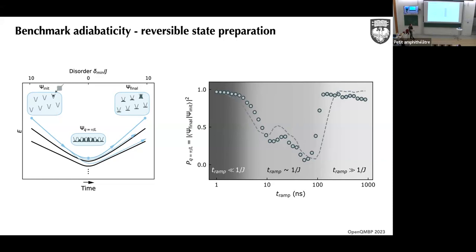We are varying this ramp time, done symmetrically, over about 4 orders of magnitude. It's an exponential profile. I can go into details later over coffee. And we're looking at this metric for benchmarking adiabaticity, which is the overlap. This overlap basically tells you the probability of reaching the same initial state.